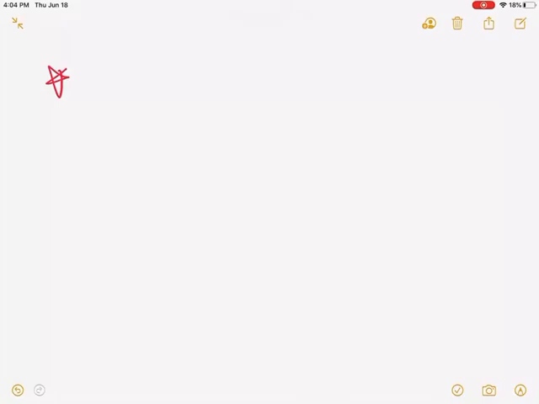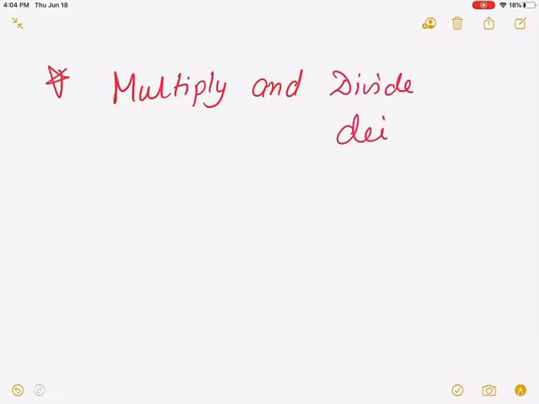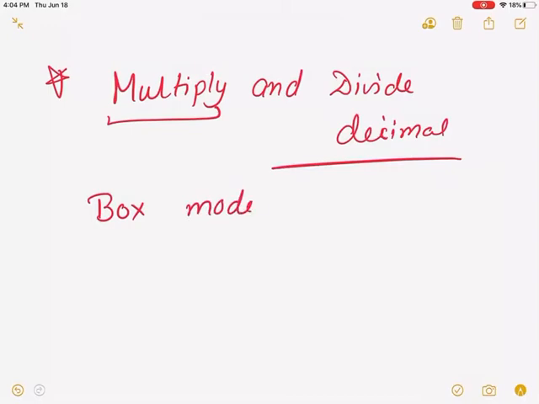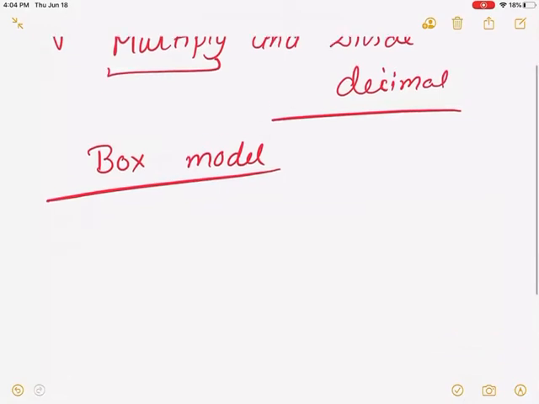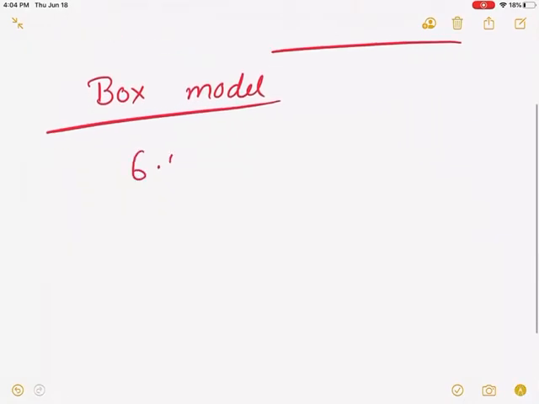Next lesson is multiplying and dividing decimals. Simple. So basically, for multiplication, I'm going to use the box model, and I really recommend you use that for your homework assignment. So how do we multiply? Let me start off with my first example. Let's say I have 6.5 times 7.9.